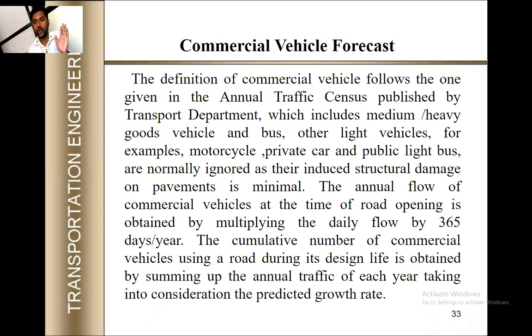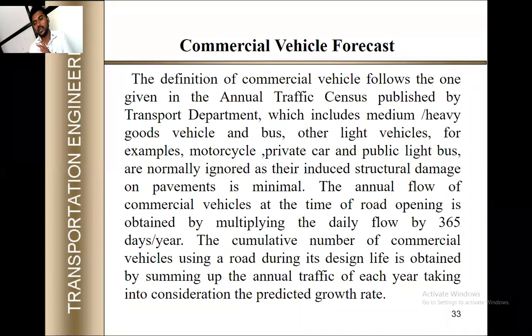The annual flow of commercial vehicles at the time of road opening is obtained by multiplying the daily flow by 365 days per year. Whatever average flow we obtain per day, we need to multiply it by 365 so that we get the commercial vehicle forecast per year.